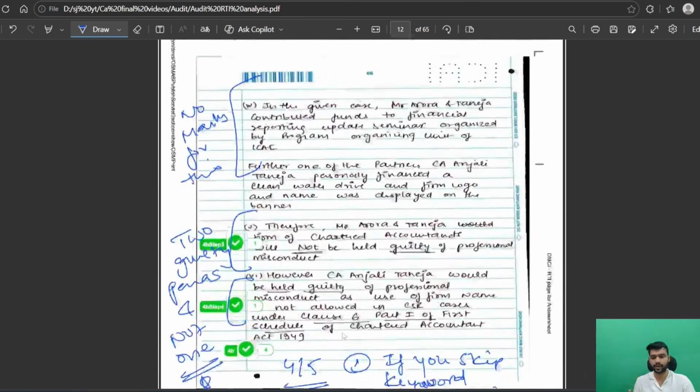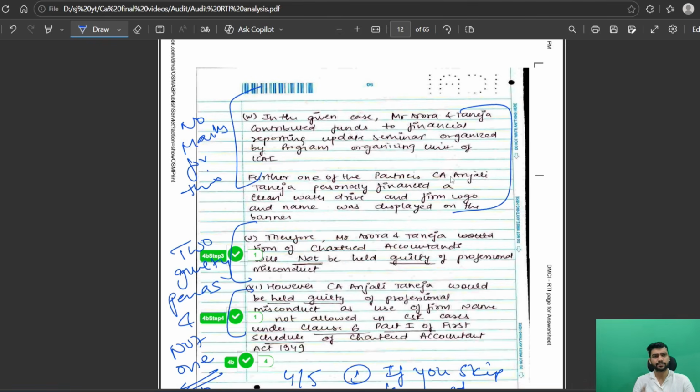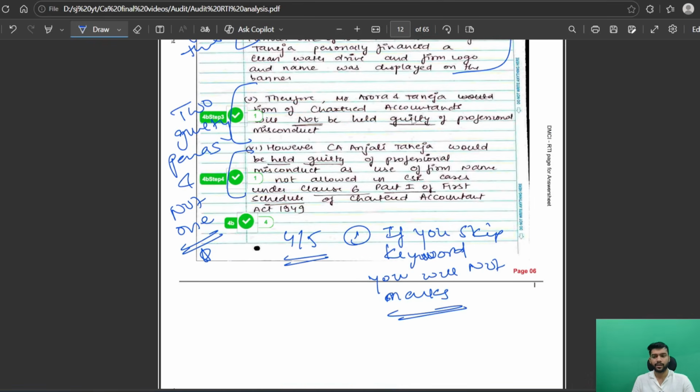If you see the next point as well, this is the given case that I have written. If there are 2 points of guilty and 1 point of not guilty, then you have to write that as well. So as you can see, not guilty gave me 1 mark, held guilty gave me 1 mark, 4 out of 5, that's it. The entire analysis that I will tell you: if the keywords are matching, they will give you marks. If the keywords are not matching, they will not give you marks.